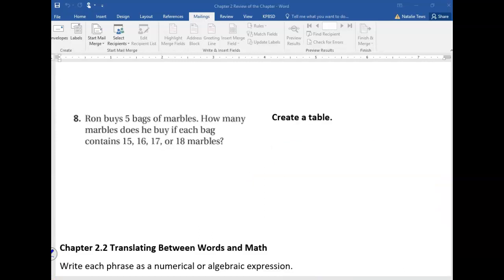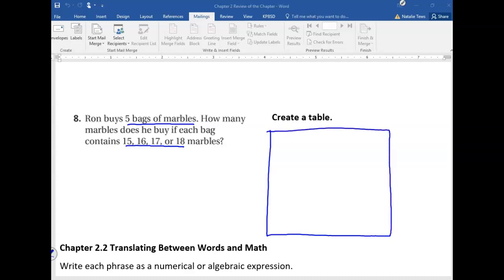Okay, Ron buys 5 bags of marbles. How many marbles does he buy if each bag contains 15, 16, 17, or 18 marbles? So they want me to create a table, so I'm going to draw my big box as straight and even as I can. And now I have to figure out how many columns are needed. I know I'll need 1 for bags, 1 for marbles, and what would be my third one? Third one equals a total column.